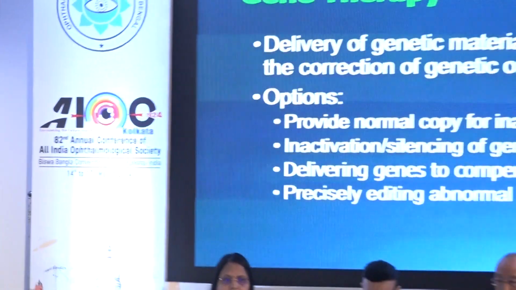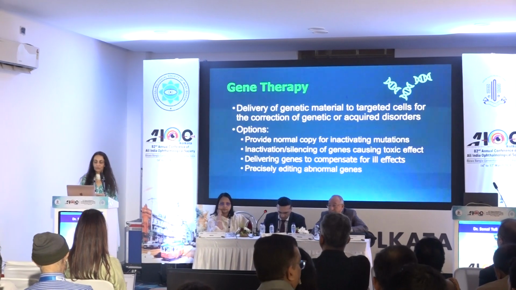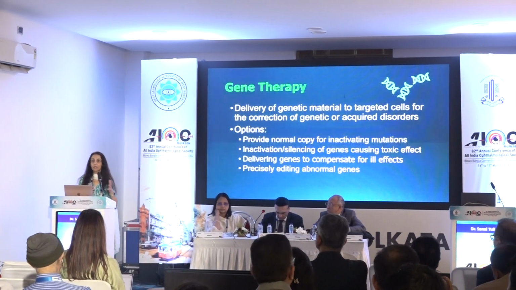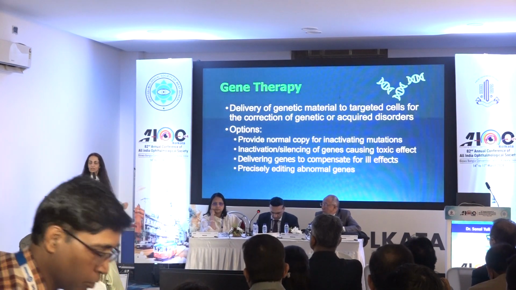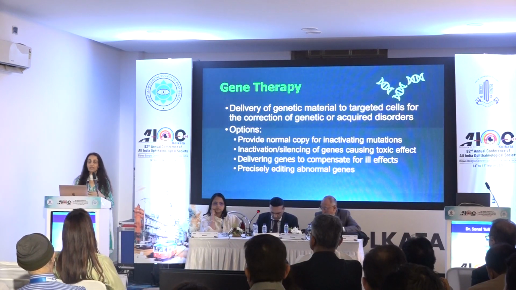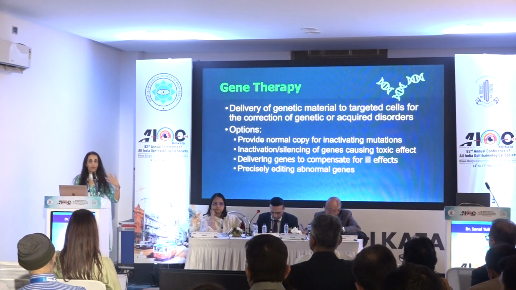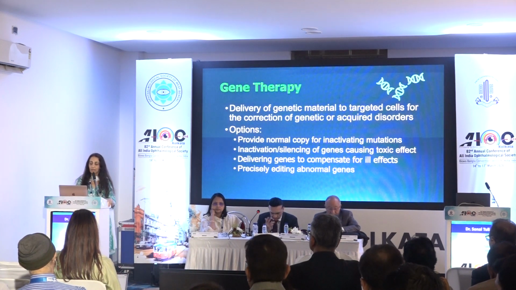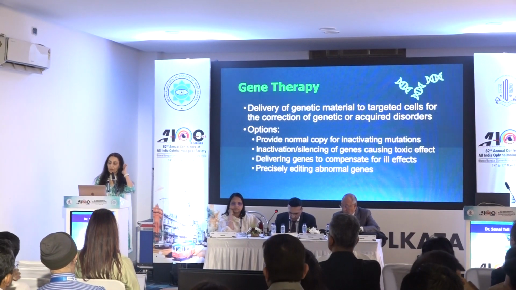And what are some of the things you can do with genetic material? You can take a gene that's not working, for example, some of the retinal dystrophies where the gene is not doing what it's supposed to. You can silence the genes that are causing a problem, like some of the RP disorders, where you have a toxic reaction to the cells and the cells die. You can compensate for some of the ill effects. For example, you could deliver anti-VEGF to cells to make their own anti-VEGF instead of delivering from the outside. And then you can precisely edit some abnormal genes, as you'll see in some of my herpes work.